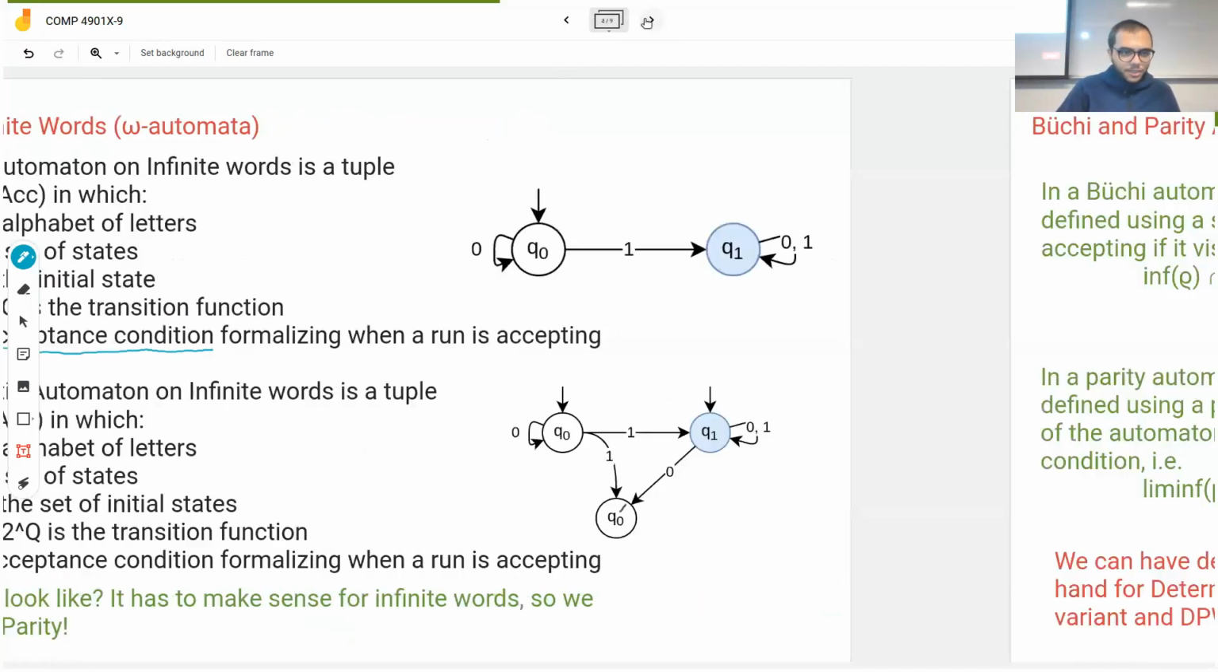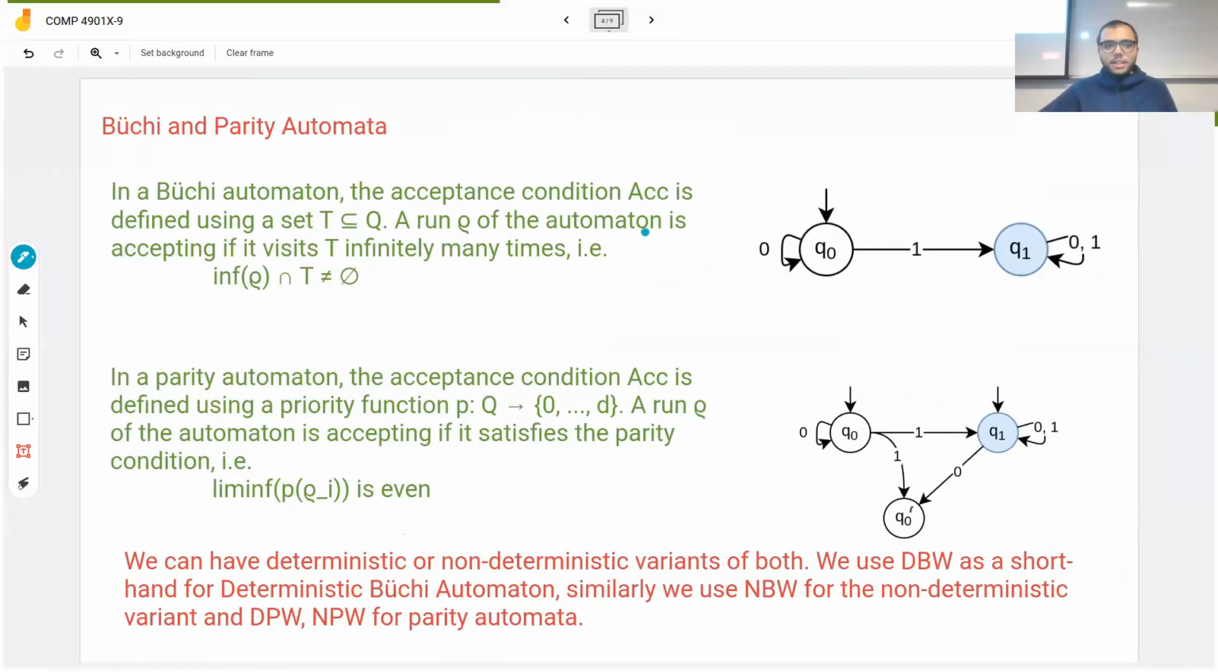Let me see if I have a slide for it. Yes. So in the Büchi automaton, I just say that I have a set T of accepting states, and a run is accepting if it visits T infinitely many times. So if the set of vertices that are seen infinitely many times in this run intersects T. And again, if I have a non-deterministic automaton, I say that an infinite word is accepted by the automaton if there is at least one accepting run on that particular word.